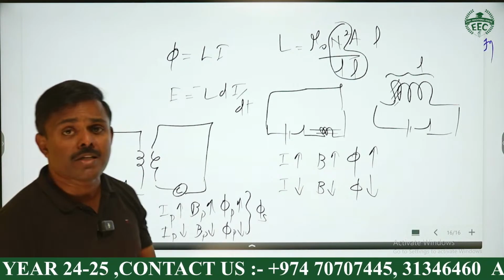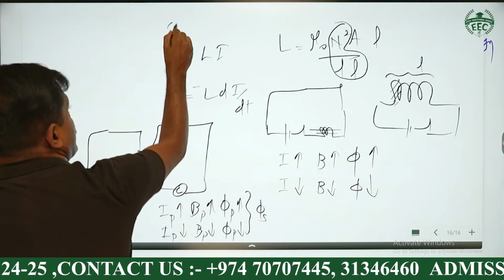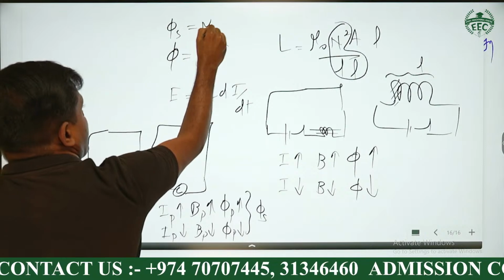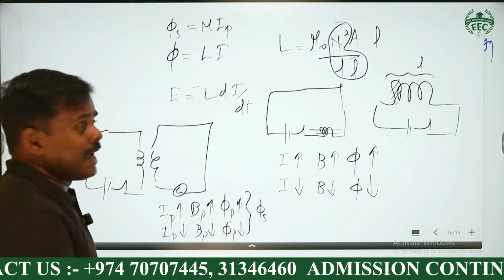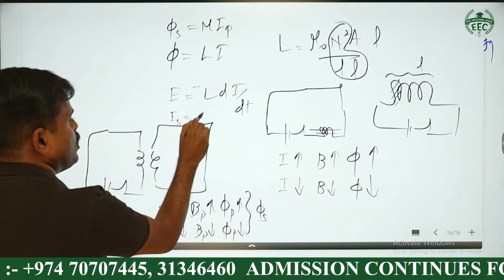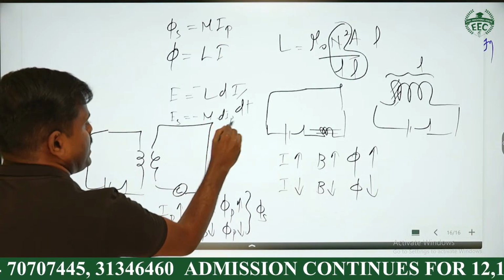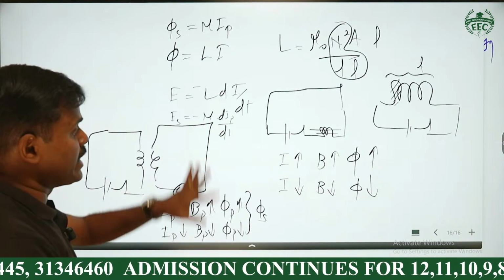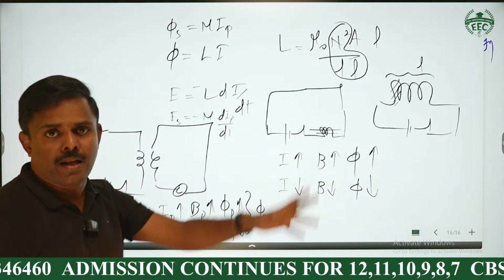What are the equations here? In place of Li, phi S is equal to M IP, and EMF ES is equal to minus M into dIP by dt. So that is mutual induction. You can expect a direct numerical on this.